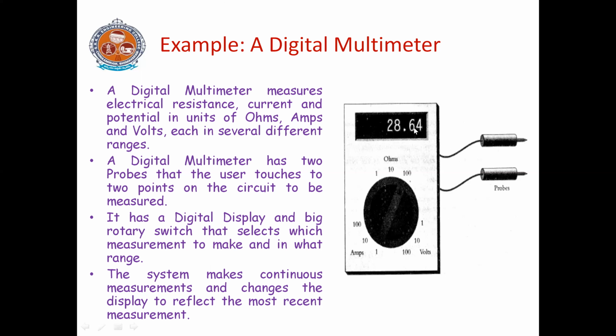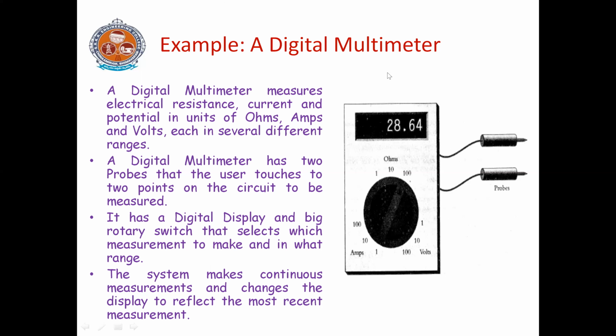Okay, so this is how you can measure the electrical resistance, current, and potential in the corresponding units in different ranges in your circuit. This is how you can get the measurement. So this is a simple digital multimeter which uses the round robin architecture.